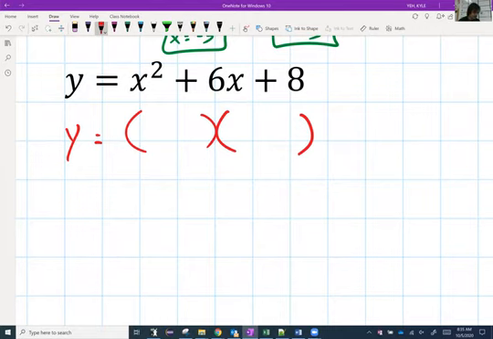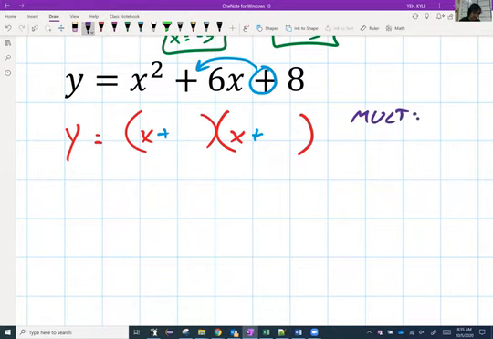X squared, how am I going to get x squared? X times x. What do I know about my signs? I know they're the same because that's a plus. And so I look back and it looks like they're both positive. So I'm looking for two positive numbers that multiplied together equal my C value. So multiply to be 8, add to be 6. Multiply to be 8, add to be 6. Sounds a lot like 4 and 2.